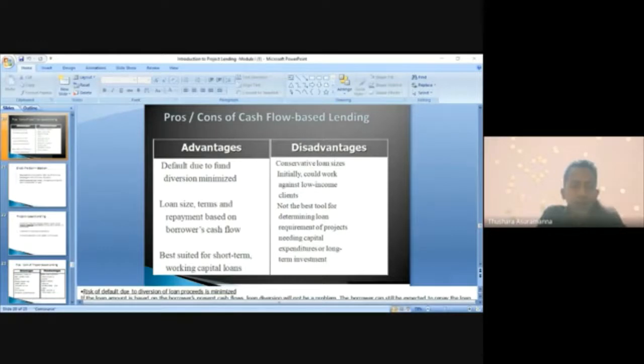So in cash flow based lending, yes, we have one advantage, where we talk about default due to fund diversion being minimized. What do you mean by that? Now, if you take asset-based lending, a customer comes to you, puts down a deposit and asks for some money, and you provide the money to the customer. Are you asking what purpose you are going to use it for, what the project is, how you are going to use it? We may not ask, right? Because it's not our business.